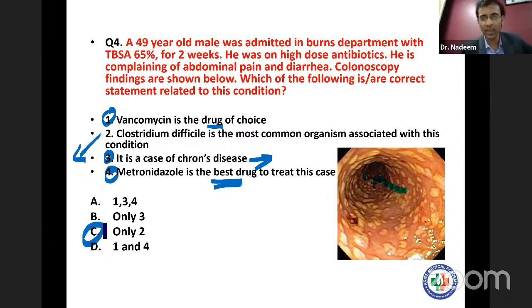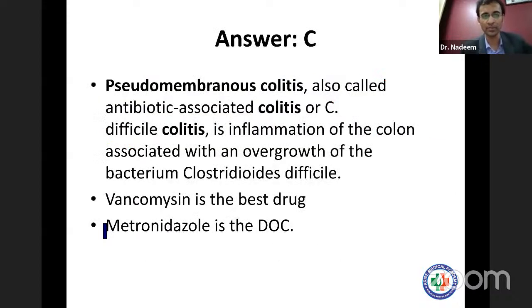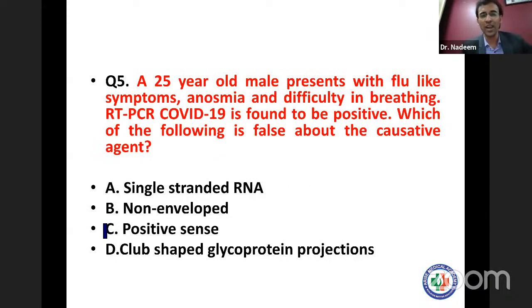Next question, and this is going to be the last question. A 25-year-old male presents with flu-like symptoms, anosmia and difficulty in breathing. RT-PCR COVID-19 is found to be positive. Which of the following is false about the causative agent? So basically, according to the clinical scenario, I think all of you are understanding that this is the case of coronavirus.